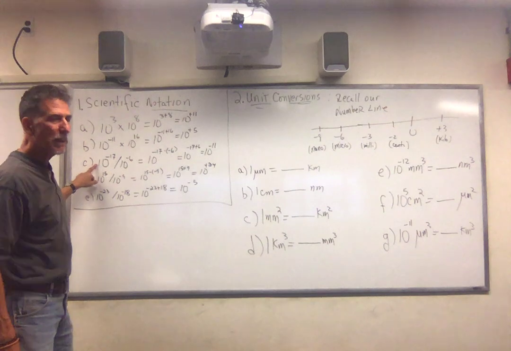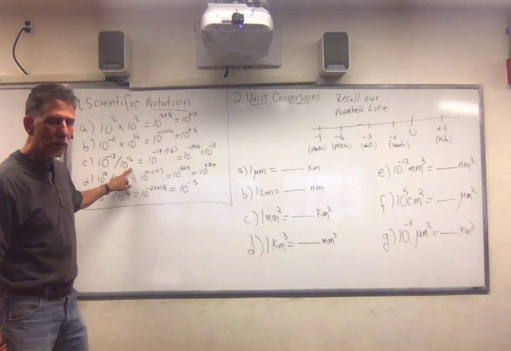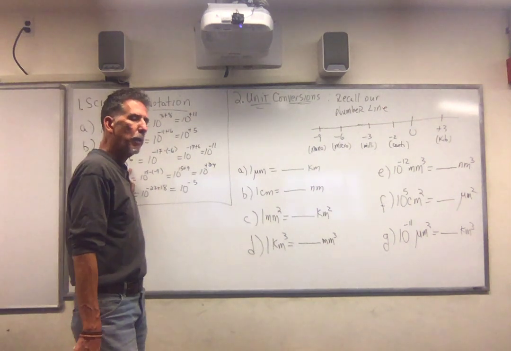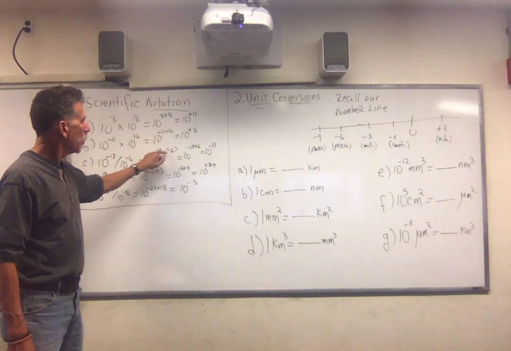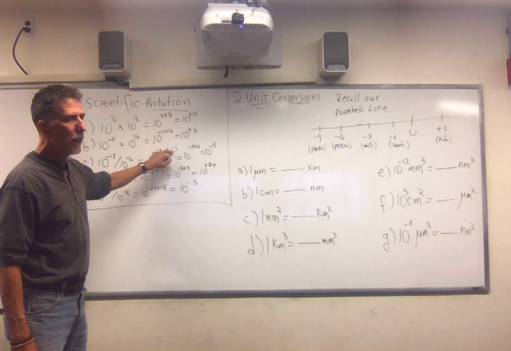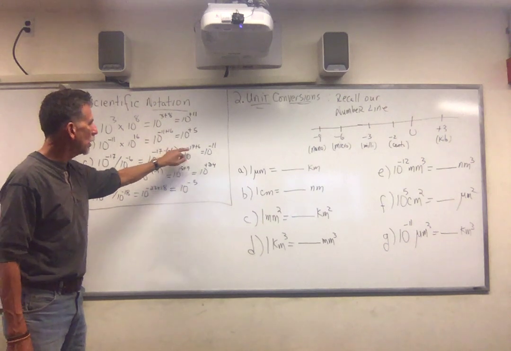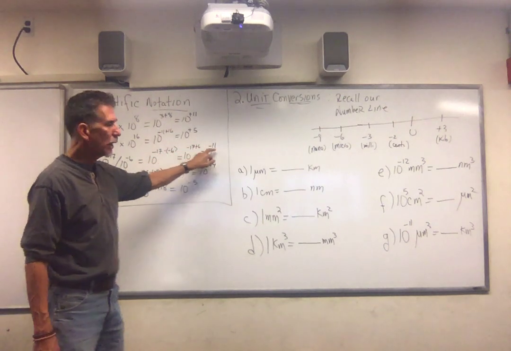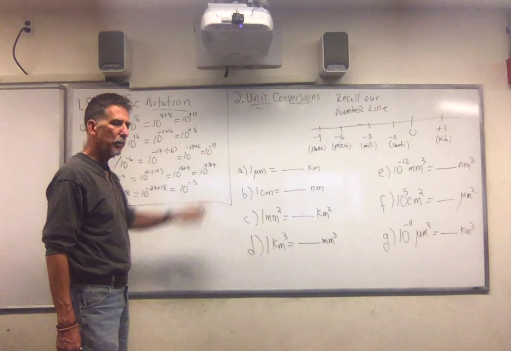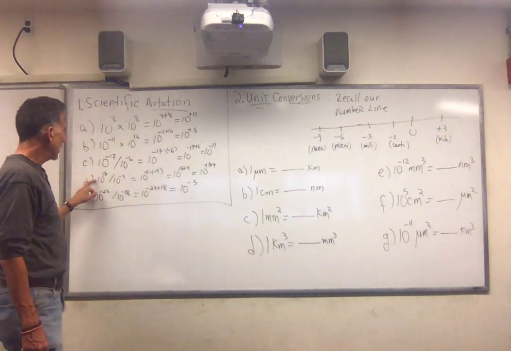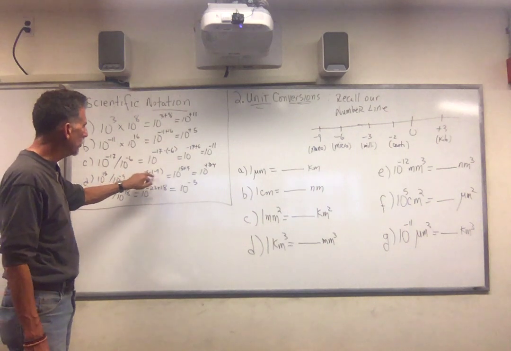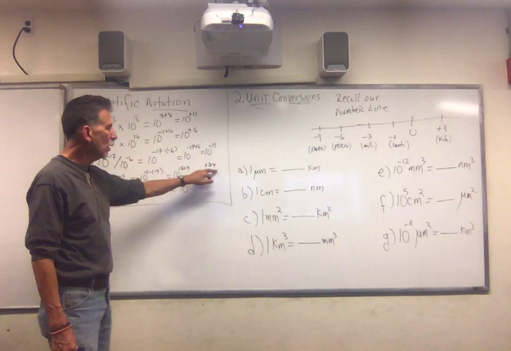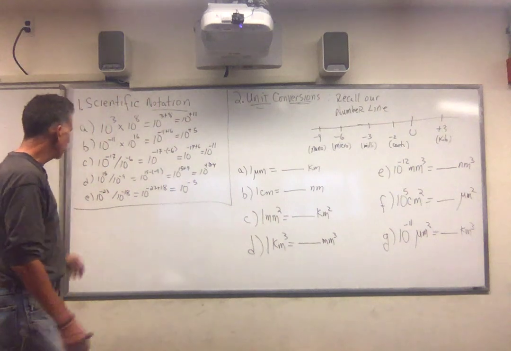10 to the negative 17 divided by 10 to the minus 6 power, right? We have to subtract exponents. So we have negative 17 minus a negative 6 becomes plus 6. So negative 17 plus 6 is 10 to the minus 11th. Right? 10 to the 15th divided by 10 to the minus 9. Again, we subtract the negative. The negative 9 becomes a plus. We have 10 to the plus 24.